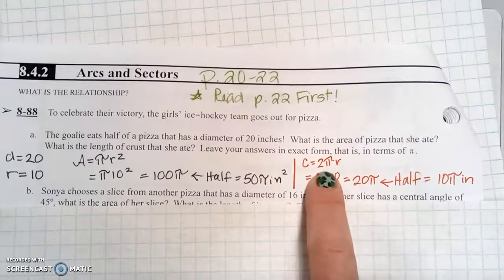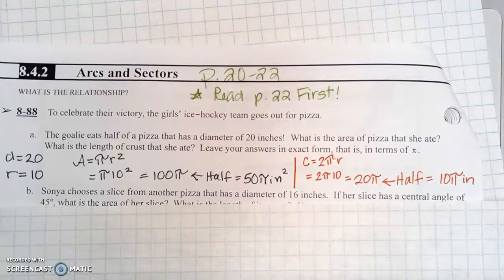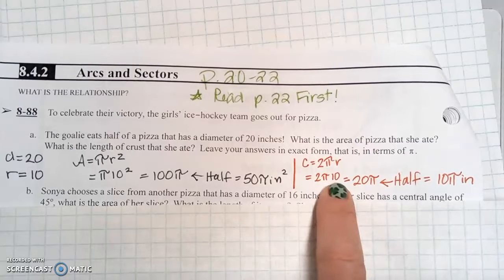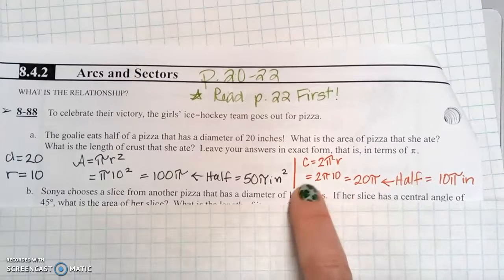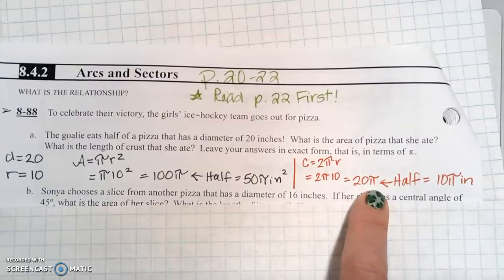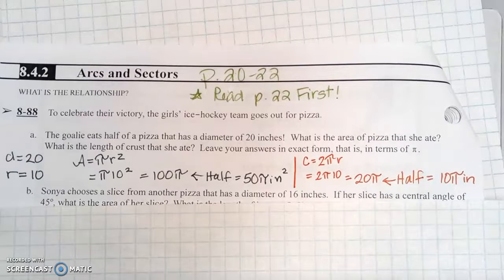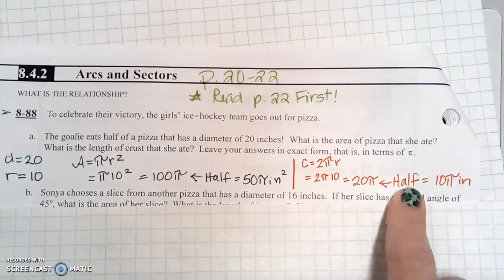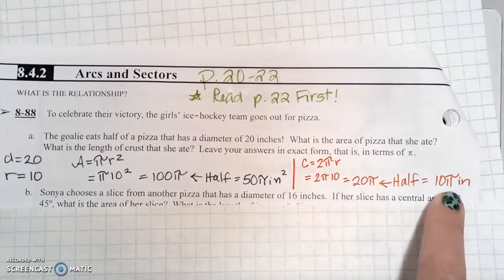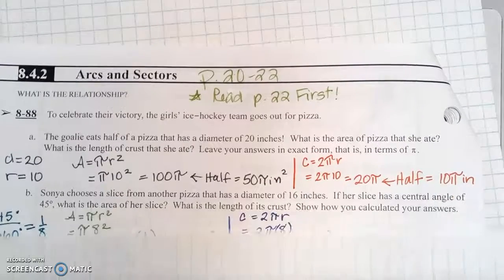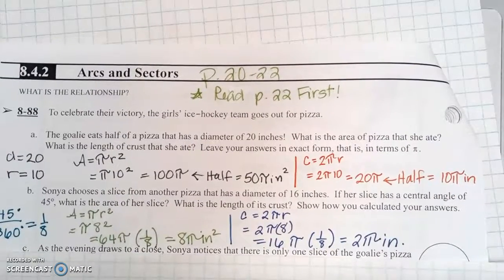So the circumference formula is 2 pi r. So again, we plug in the 10, which is the radius. 2 times 10 is 20. So the circumference of the whole pizza is 20 pi, but we want half of it, so we divide it by 2, and that means it's 10 pi inches. Okay? Any questions on part A?